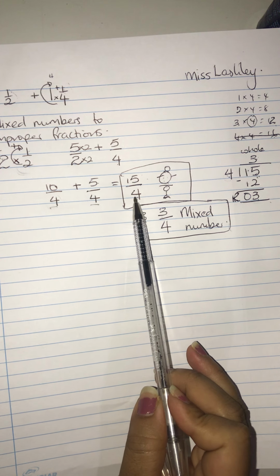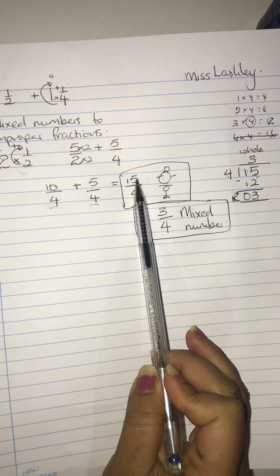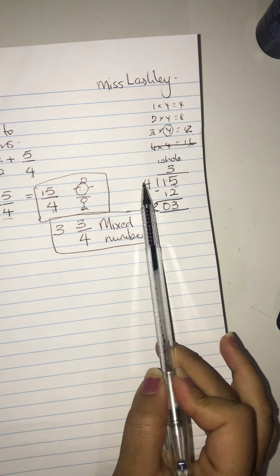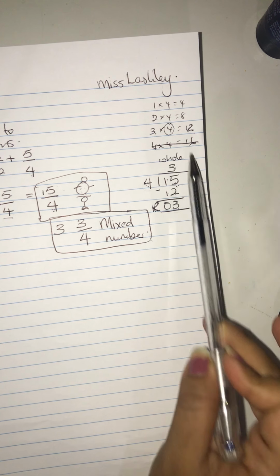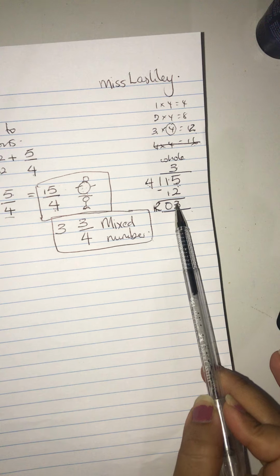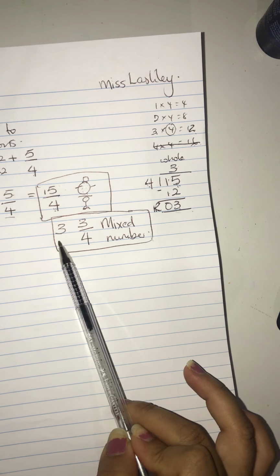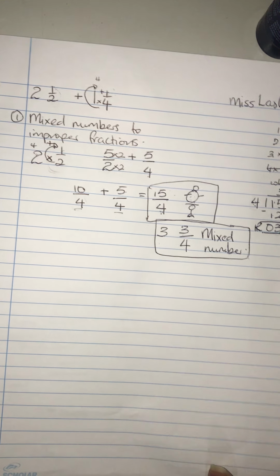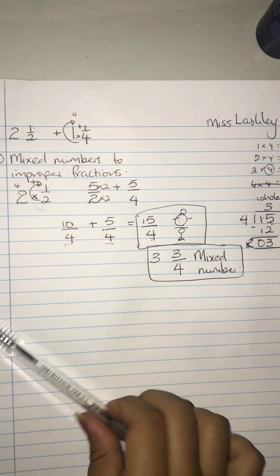And in order to change this to a mixed number, 4 into 15, 4 3s are 12, which is the closest number because 16 is too big. We're subtracting and we get a remainder of 3. This 3 is out of 4 and we have 3 wholes. I hope this cleared up your addition and subtraction with reference to mixed numbers.